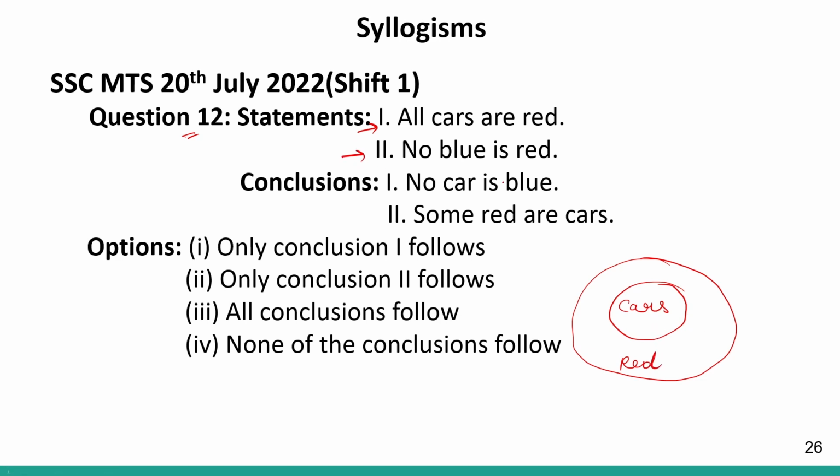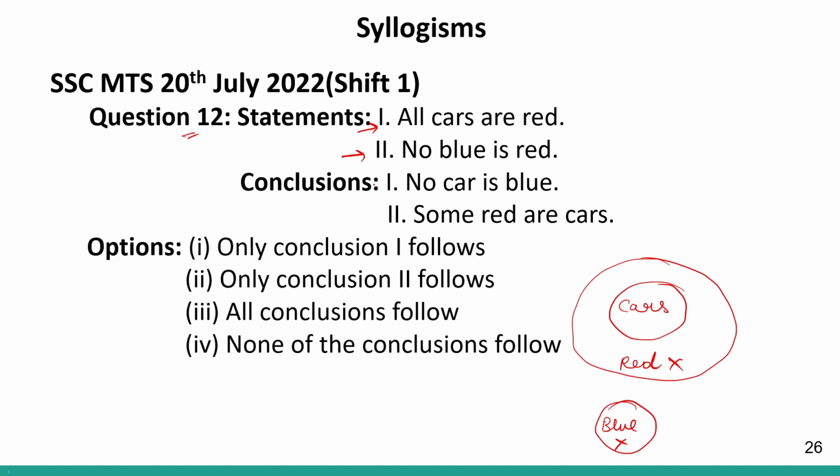Statement number 2 says no blue is red. That means blue and red are separate entities. They will not overlap with each other. Correct? No blue is red will be drawn like this. This will be my Venn diagram.